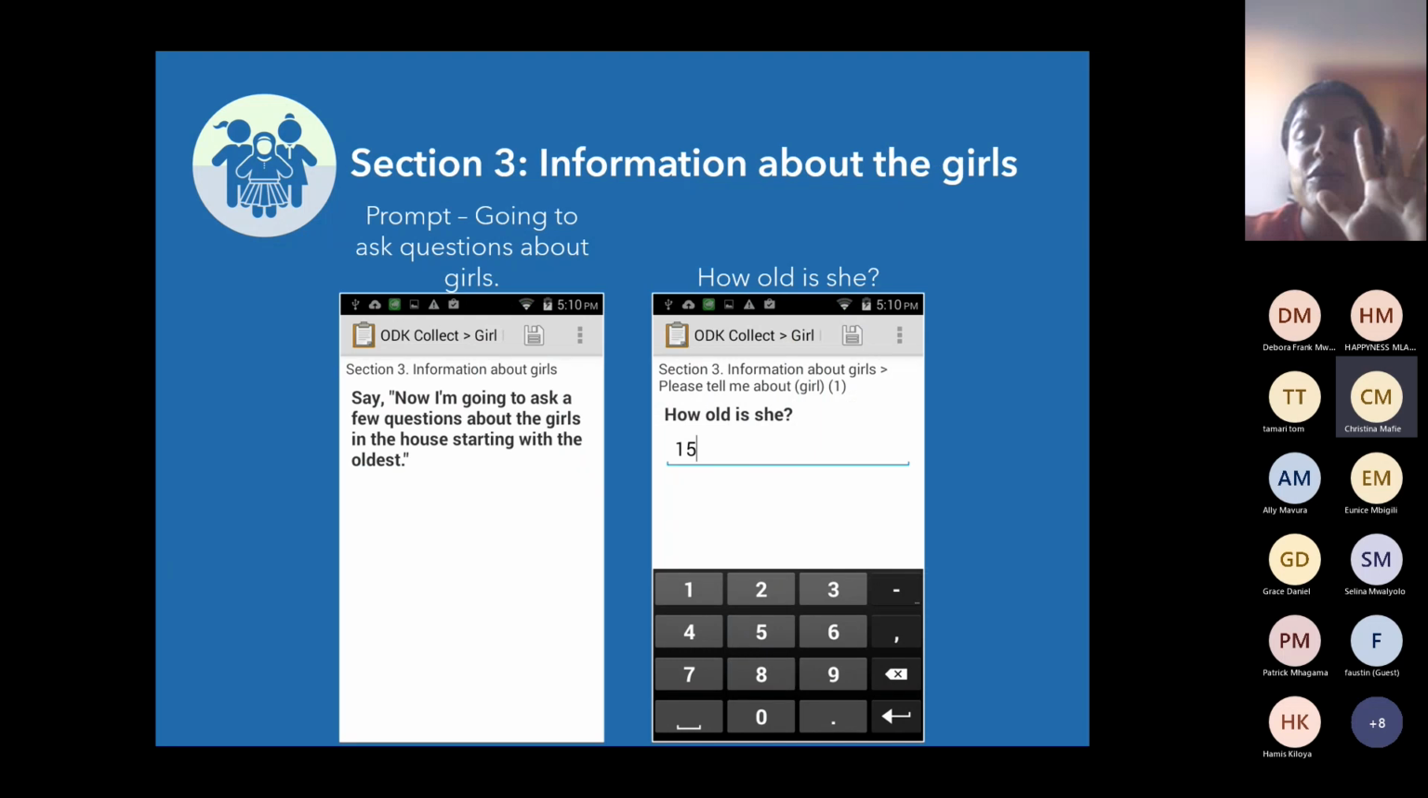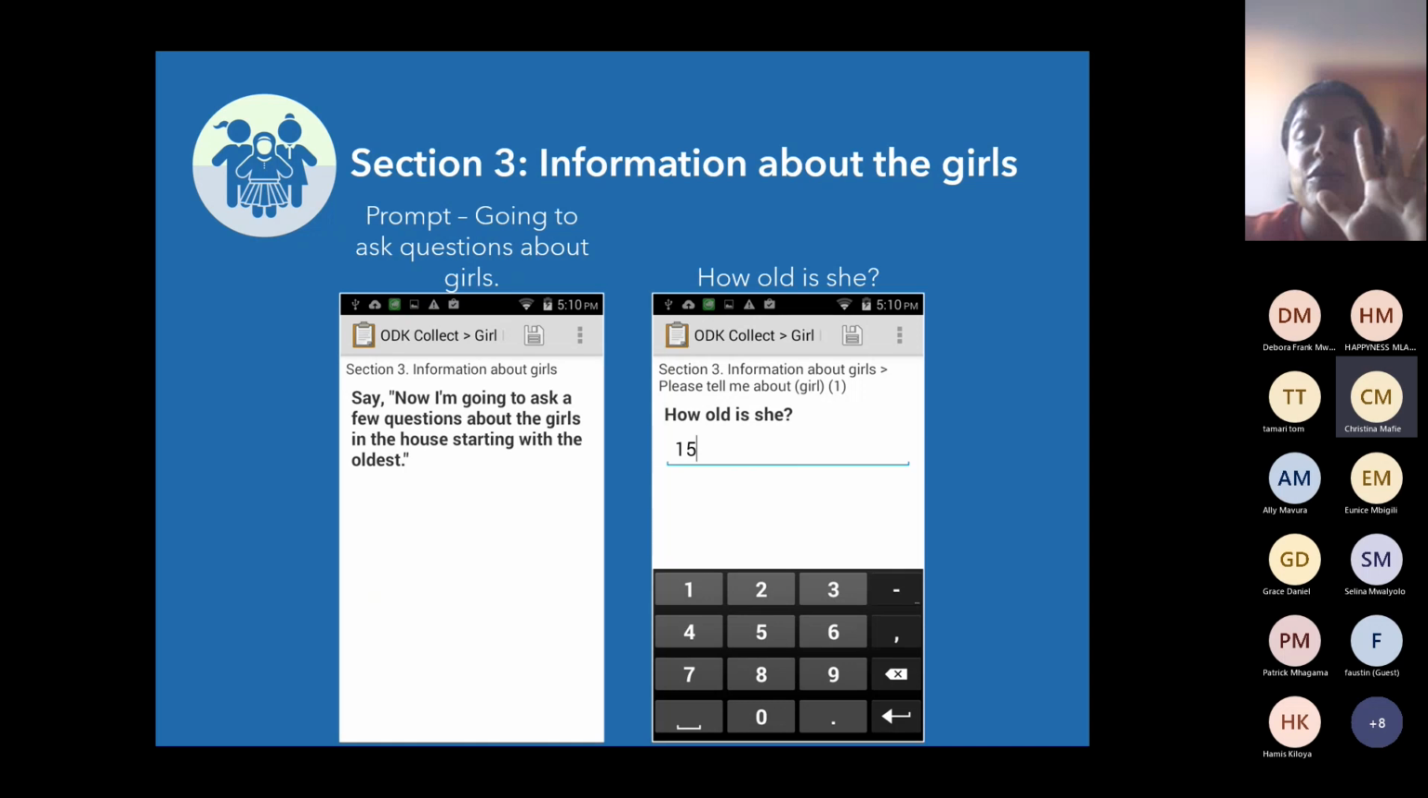So this is where you get to the information about the girls. So we know we had 1 girl, which means that we're going to only get the set of questions about the girls 1 time. Okay. If it was 2, you get it 2 times. If it's 3, you get it 3 times, and so on. Obviously, the more girls live in that home, the longer you're going to be at that home asking these questions.